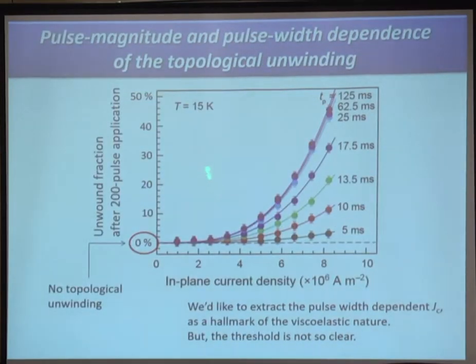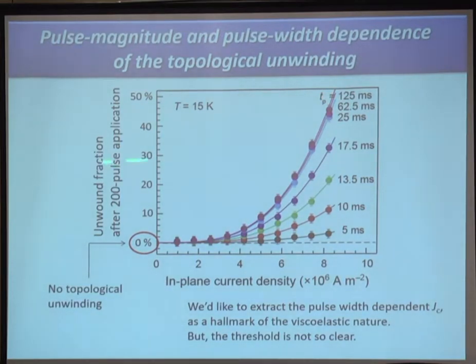So we measure the unwound fraction after 200 pulse applications, as a function of various current densities and pulse widths. From this figure, we would like to extract the pulse-width-dependent critical current density as a hallmark of viscoelastic nature. But as you see in this figure, the threshold is not so clear.